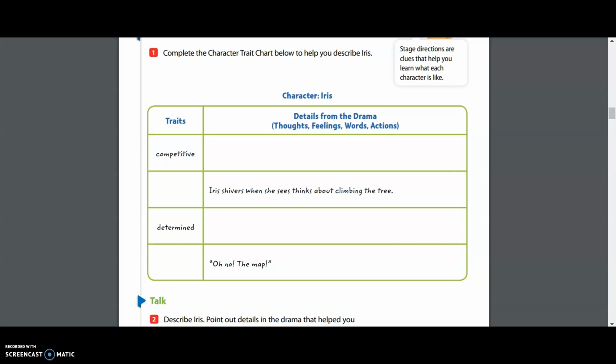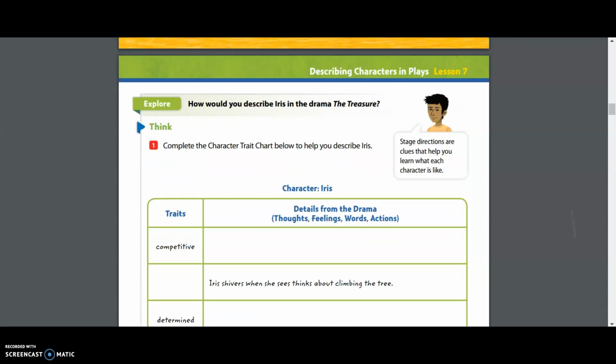Now let's keep reading to figure out what the next detail in our chart shows us about Iris's character traits. The very next line says, "Iris shivers when she thinks about climbing the tree." So she shivers both when she sees the tree as well as when she's thinking about climbing the tree. So we want to think about what character trait that could be describing. Our key word here is that Iris is shivering.